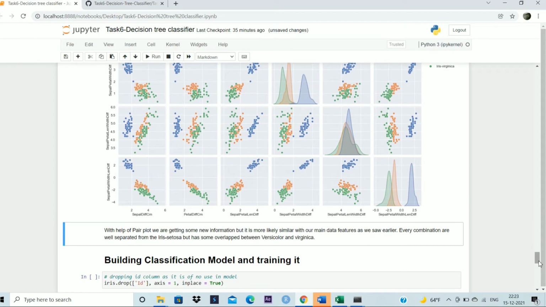So we see that with the help of a pair plot, we are getting some new information, but it is more likely similar to our main data features as we saw earlier. That is, iris setosa is quite away apart from the other two, and the other two are overlapping. So every combination is well separated from the iris setosa, but has some overlap between versicolor and virginica.